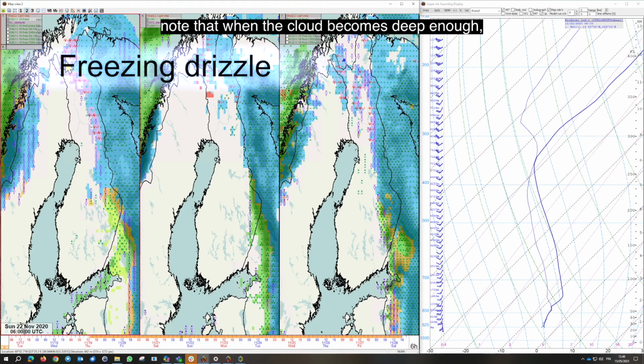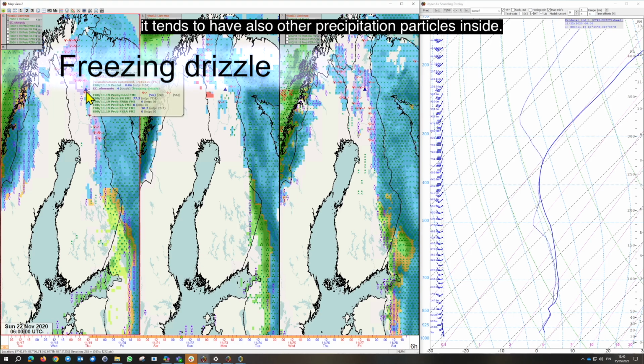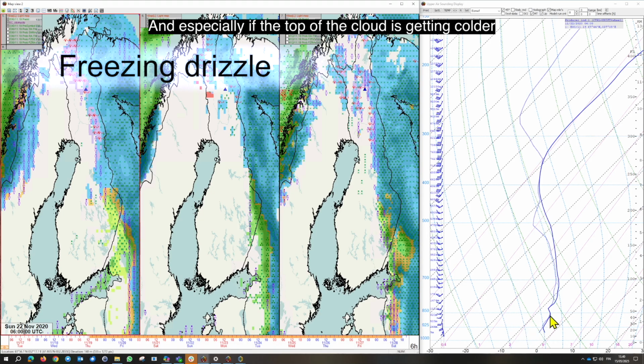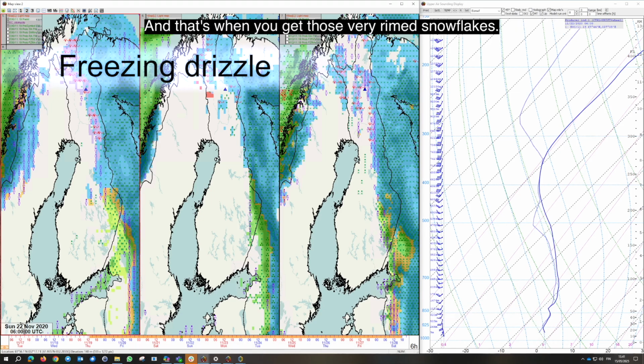But also note that when the cloud becomes deep enough, it tends to have other precipitation particles inside. And especially if the top of the cloud is getting colder than minus 10, it might be that there are snowflakes that could be collecting these freezing raindrops from the cloud when they are coming to the surface. And that's when you get those very rimed snowflakes. That's always a sign of having supercooled water present.